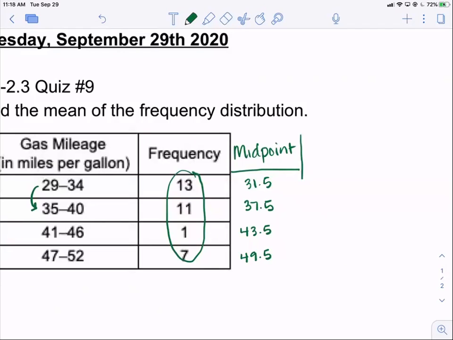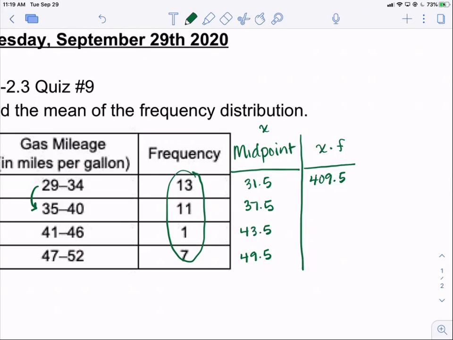Then these become your x values. So you're going to take x, your midpoint, times your frequency. And I don't expect any of you to be able to do that in your head. So 13 times 31 and a half is 409.5. 11 times 37 and a half.